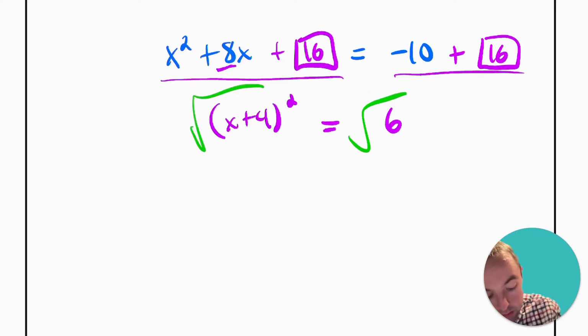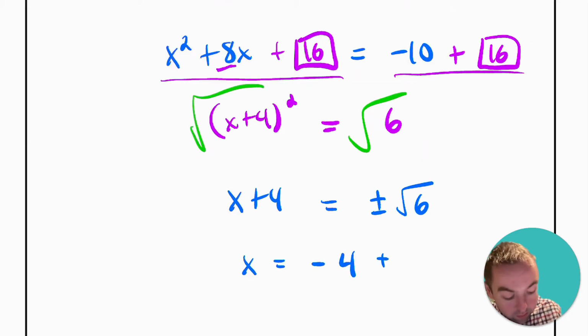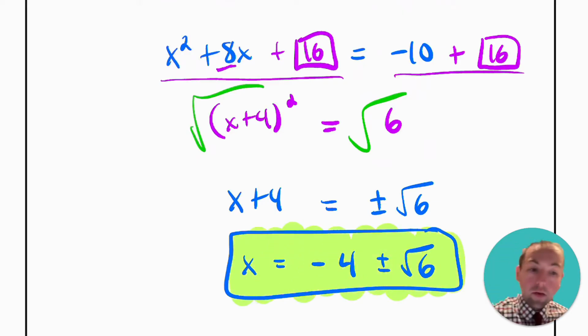That means you are going to get x plus 4 only on the left side. And then you'll get both positive and negative the square root of 6. You can't simplify the square root of 6 any further. It's already in simplest radical form. And so finally, to cancel out the plus 4 right there, you'll subtract 4 from both sides, which means that you get negative 4 in front, plus or minus the square root of 6. And that is going to give you the solutions for x.